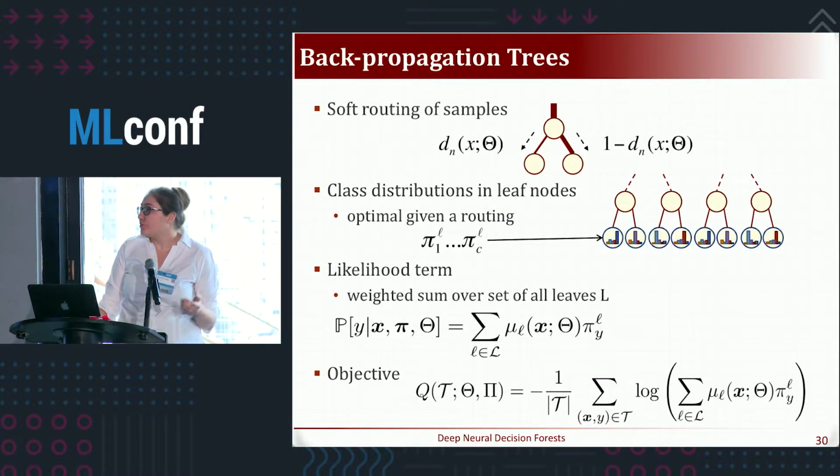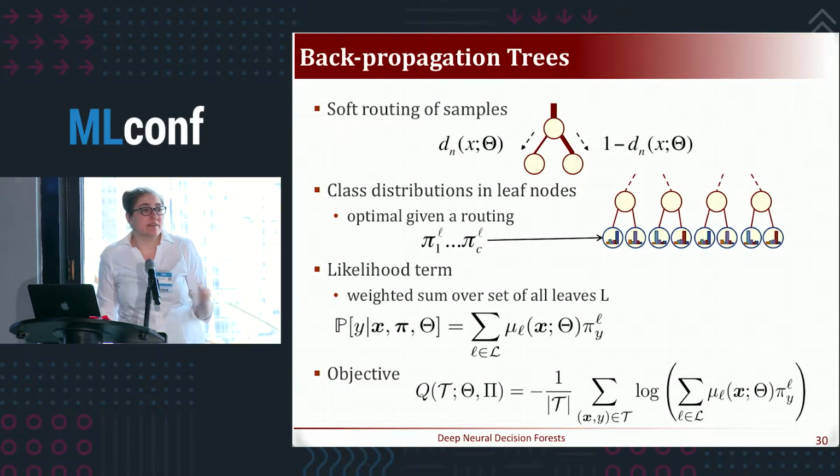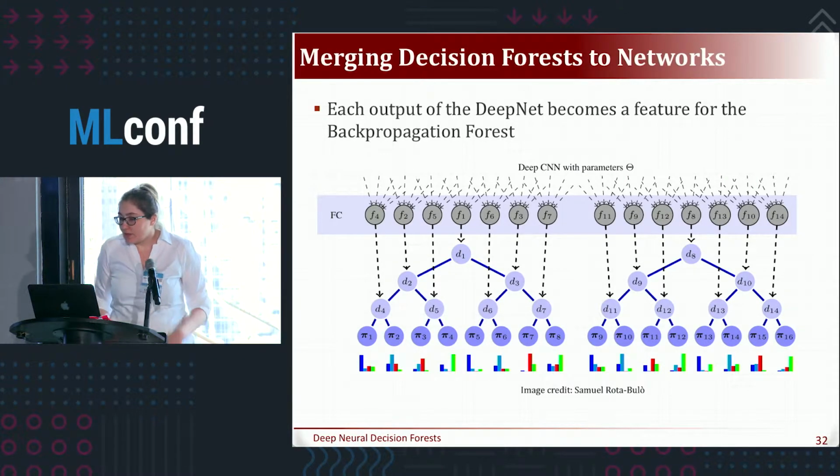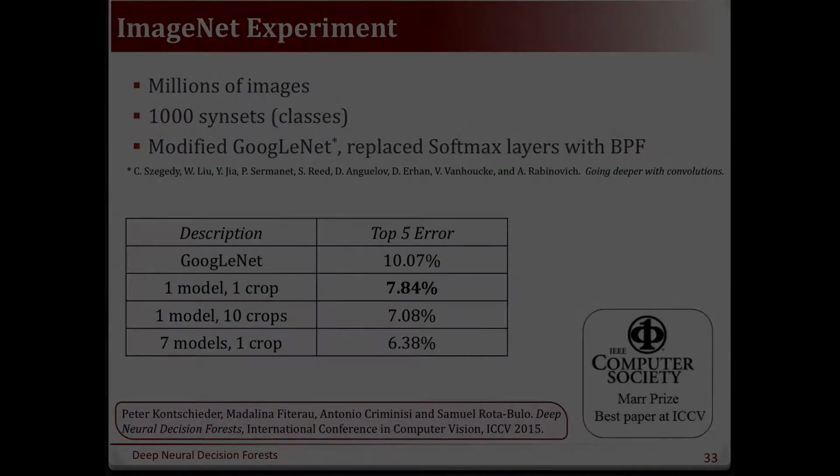So we managed to fulfill our objective of having a differentiable objective. So now we can perform backpropagation all the way. Now, this is how the backpropagation forests were added on top of a convolutional neural network to obtain an end-to-end deep learning architecture. The network outputs just became features that were used in the backpropagation forests. The parameters of the trees and the features were updated alternatively here.